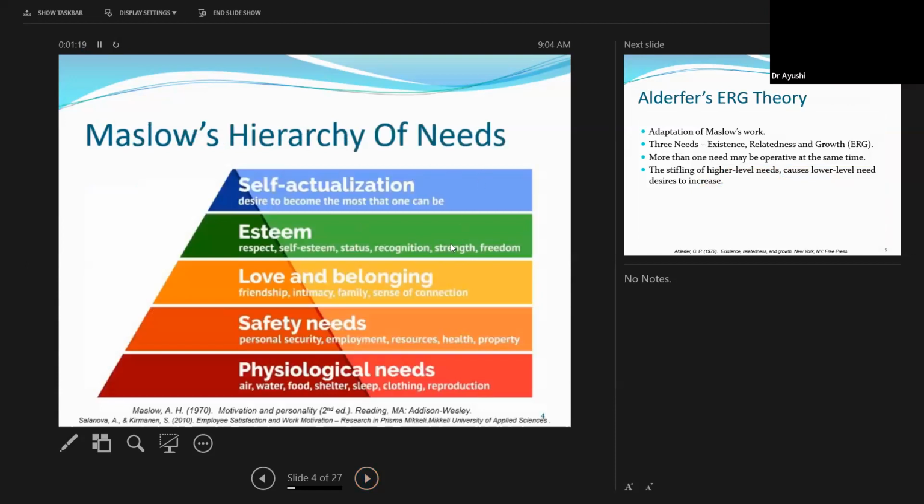These are Maslow's hierarchy of needs. First are the physiological needs, which are air, water, food, shelter, sleep, clothing, reproduction. Second are the safety needs, for example, personal security, employment, resources, health, and property. Then comes love and belonging, which includes friendship, intimacy, family, and sense of connection. Then is the esteem, which includes respect, self-esteem, status, recognition, strength, and freedom. Then is self-actualization, which is the desire to become the most that one can.